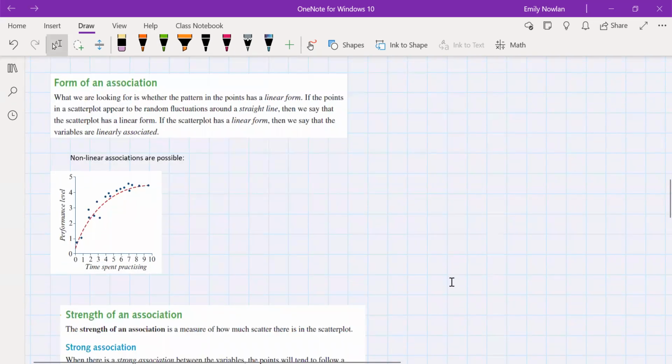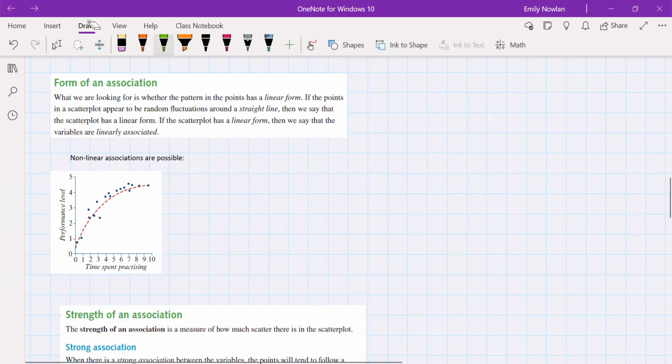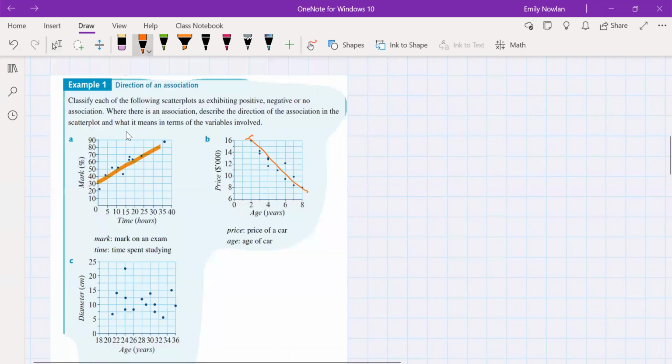Then there's the form of association. You can have a linear form, so you look at whether your association is a linear form or whether there are other forms. The linear forms are like what we've got up here. Both these examples, A and B, are pretty much a linear form, so all the dots seem to gather around a straight line.